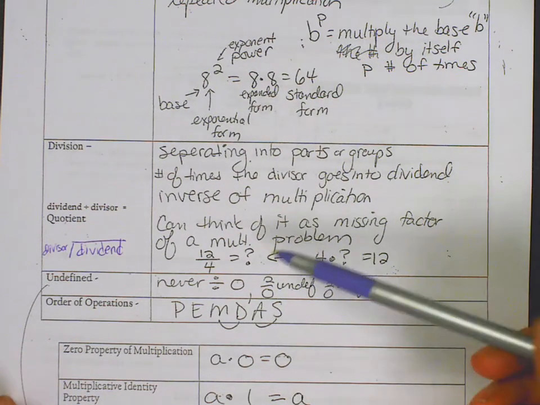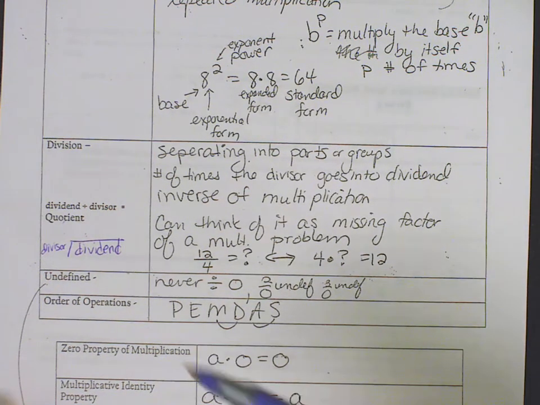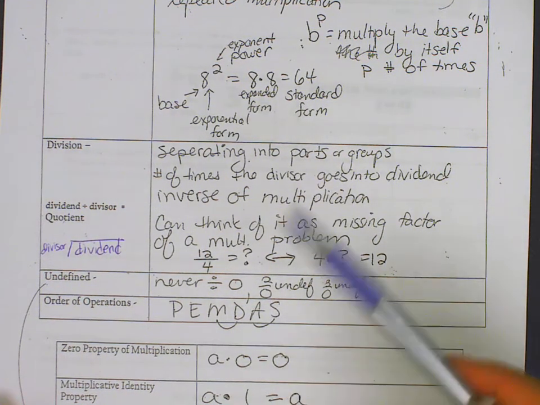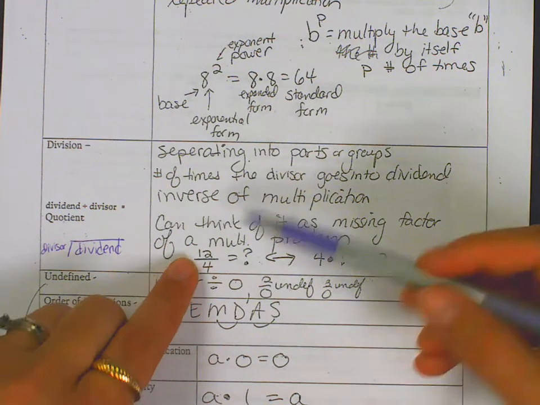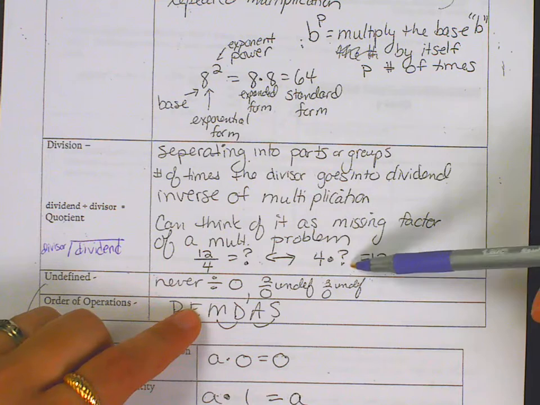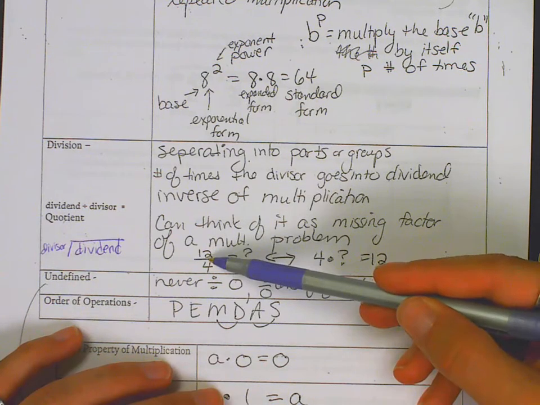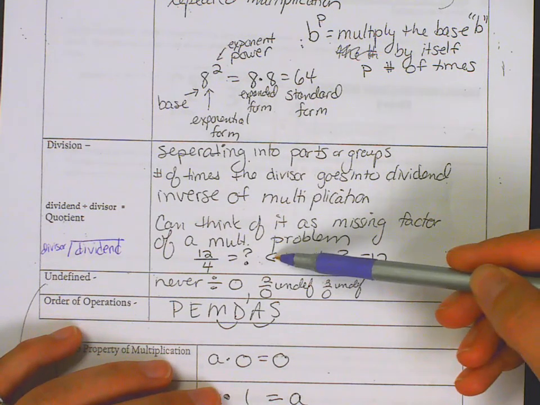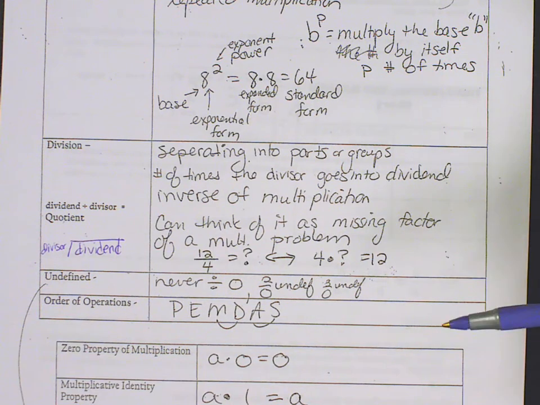So, just like adding and subtracting are related because subtracting is adding an opposite, multiplication and division are related. They're opposites of each other. I can change a division problem into a multiplication problem, just like I can change a subtraction problem into an addition problem. 12 divided by 4 is what? Is the same thing as saying 4 times what is 12. And we all know the answer there is 3.